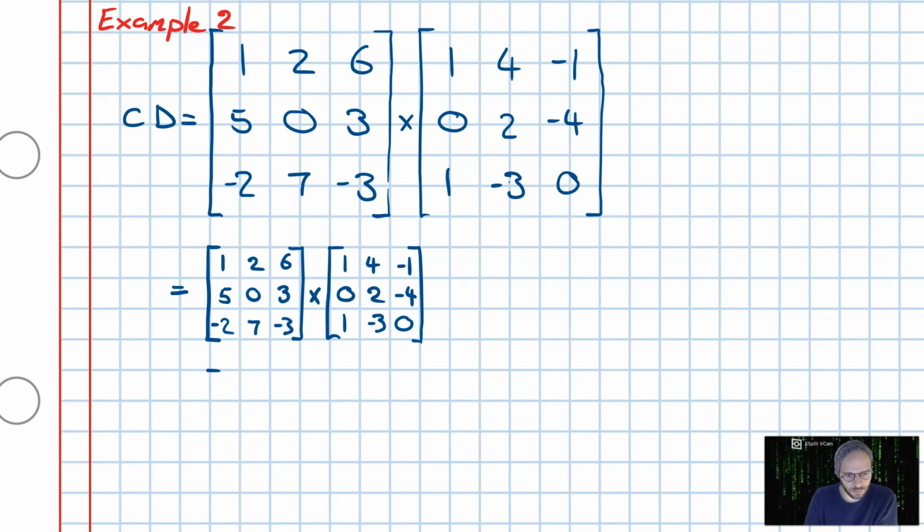Alright, now the same principle applies here as to what we were doing before. What we're going to do is we go across the rows, like so, and we go down the columns, like so. Always draw your arrows in as well, just to remind you.